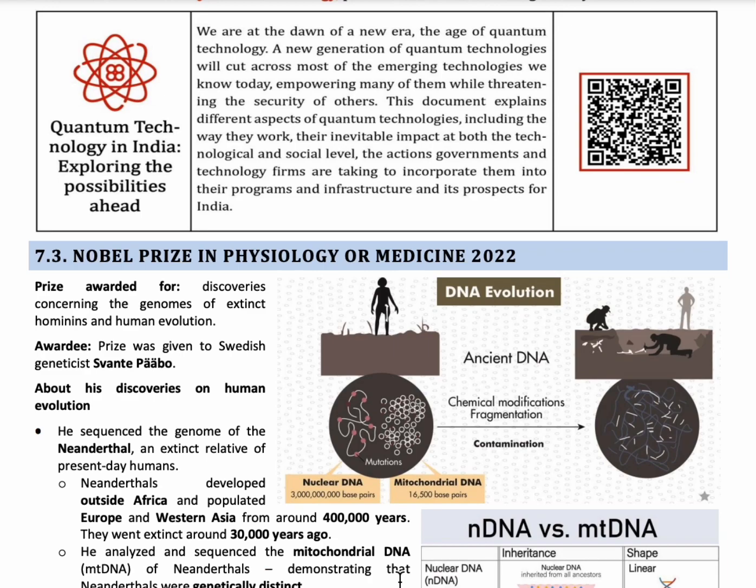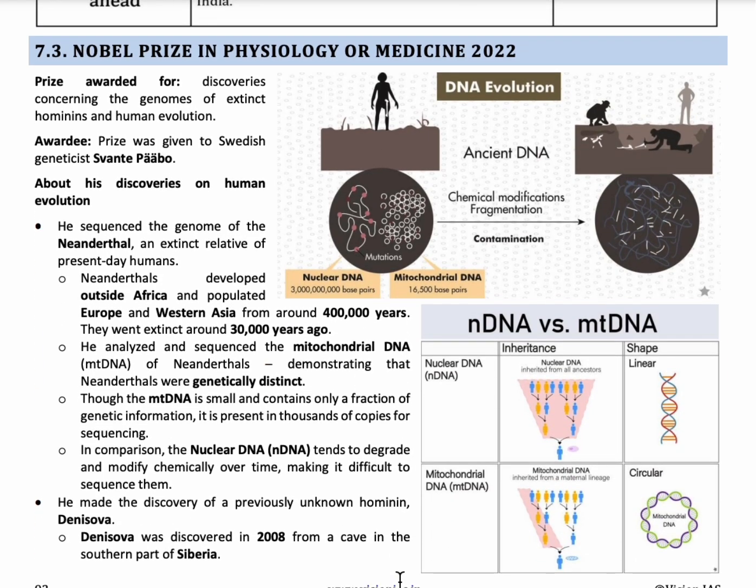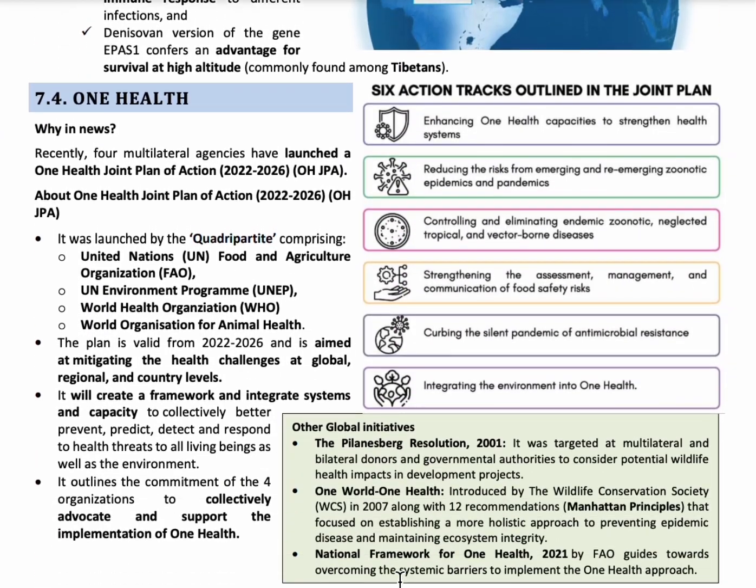The next topic is Nobel Prize in Physiology or Medicine 2022. So, Swedish geneticist Svante Pääbo was awarded the Nobel Prize for his discoveries concerning extinct hominins and human evolution. His research gave rise to a new scientific discipline for the study and analysis of genes of ancient or extinct organisms called paleogenomics.